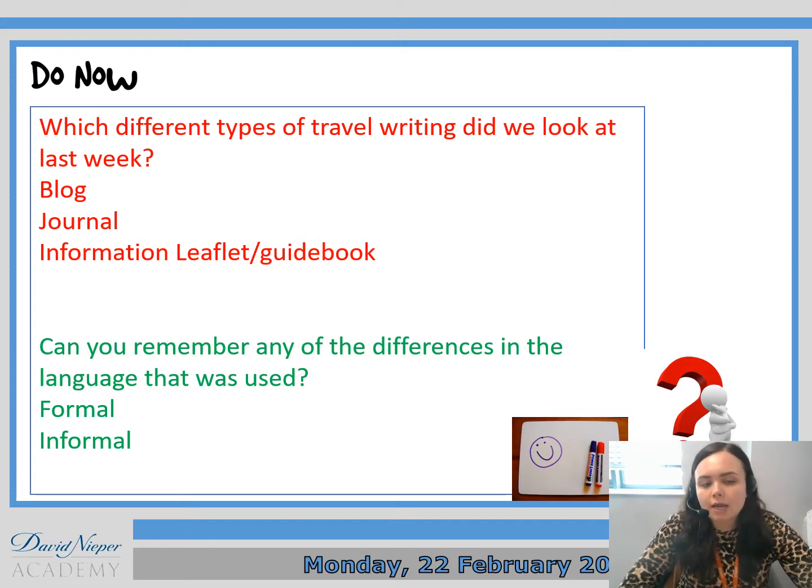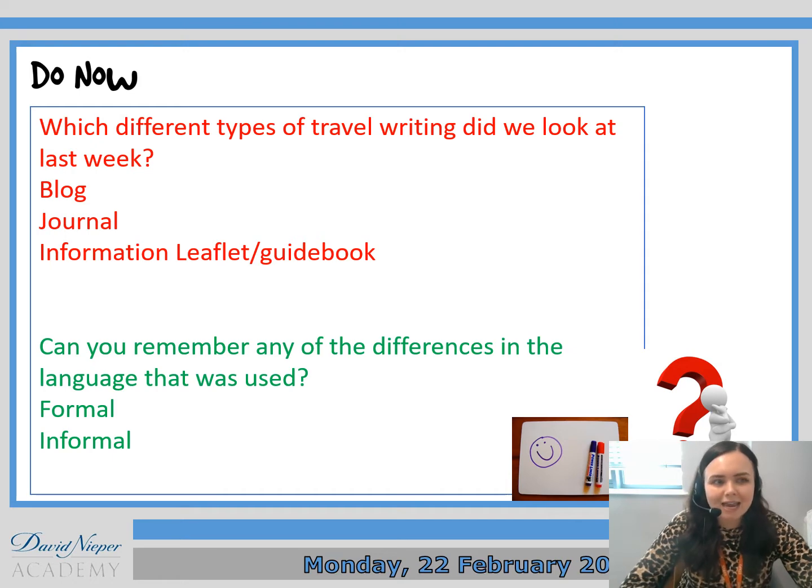Whereas when we looked at the information leaflet or guidebook, it had more of a formal tone to it because obviously the idea is that it's designed to inform its reader and, you know, they're not friends. It's not somebody giving their personal opinion. It's a very factual piece of text.